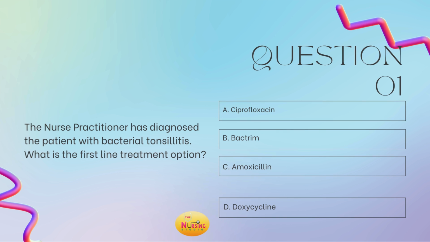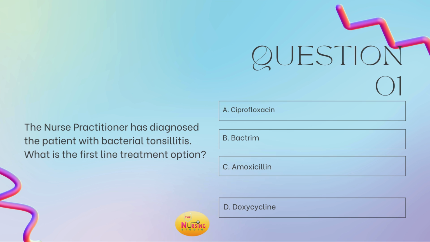All right, question number one. The nurse practitioner has diagnosed the patient with bacterial tonsillitis. What is the first line treatment option? Is it A, ciprofloxacin, B, Bactrim, C, amoxicillin, or D, doxycycline? Take a moment and tell me what you got in the comments, you guys.